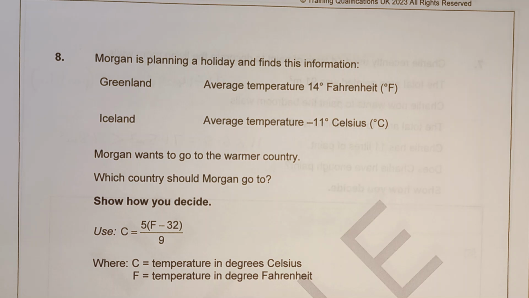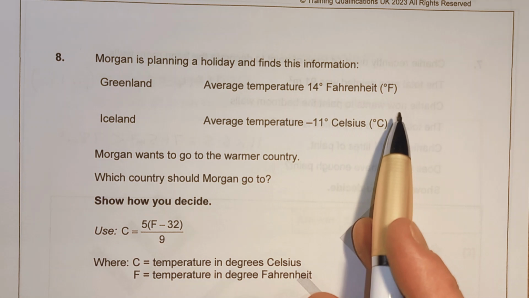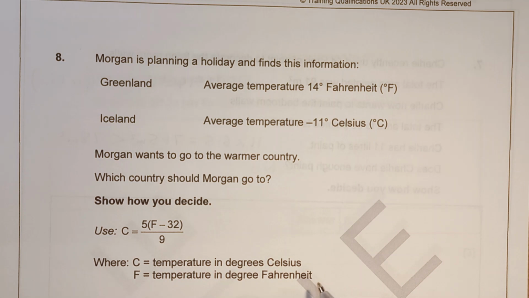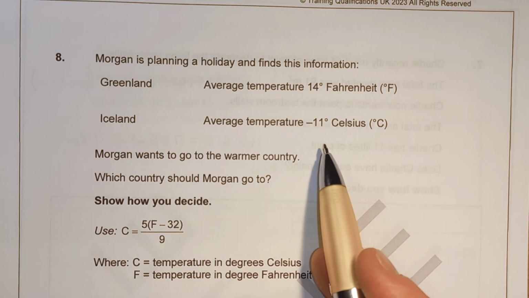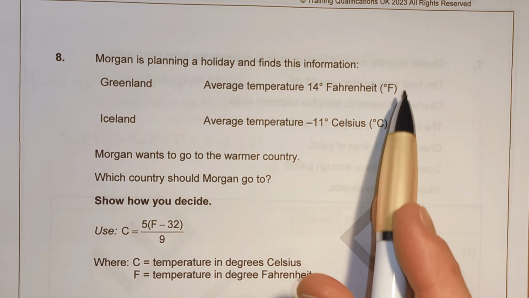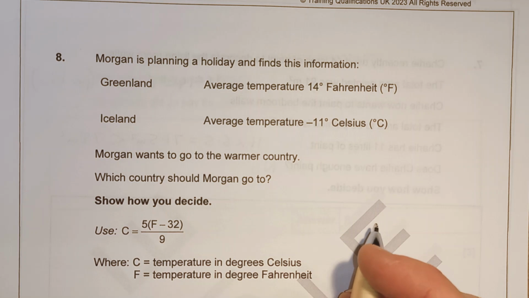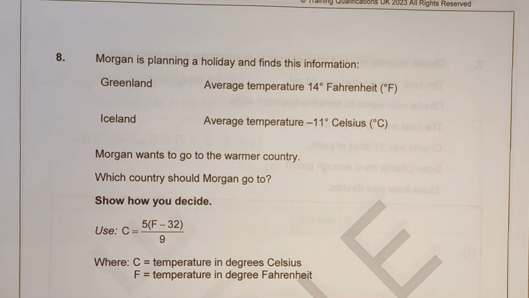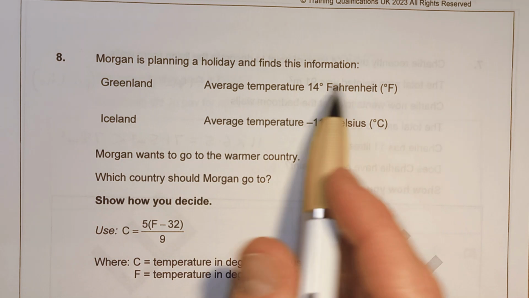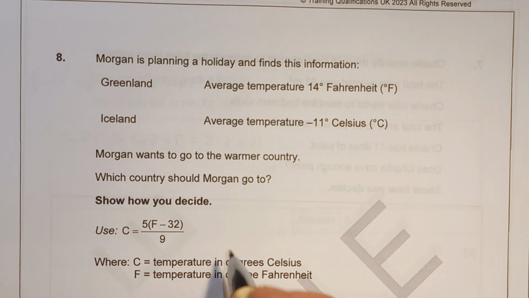Question 8. Morgan is planning a holiday and finds this information. Greenland, average temperature is 14 degrees Fahrenheit. Iceland, average temperature is minus 11 Celsius. So different units here. Morgan wants to go to the warmer country. Which country should Morgan go to? Show how you decide. Well, we've got a formula here for working out Celsius. So let's use this to work out the degrees for Greenland in Celsius.